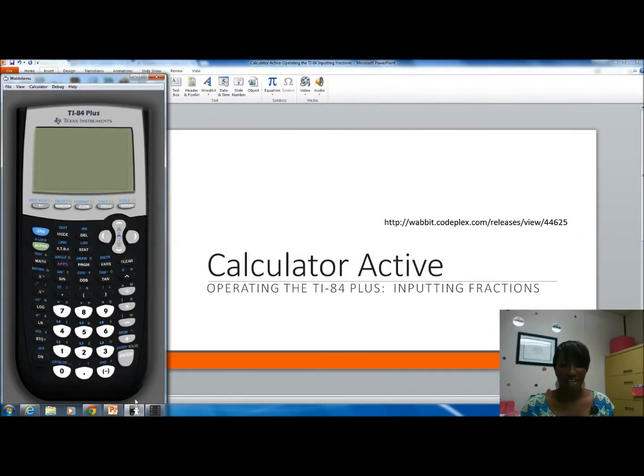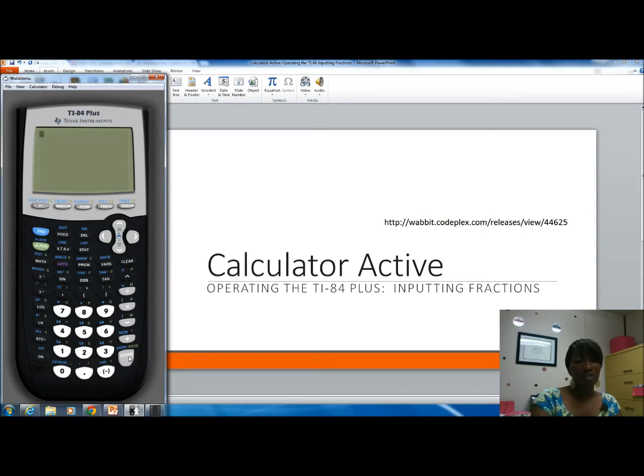Welcome to Calculator Active. Today we're going to look at inputting fractions in the TI-84 Plus calculator. So let's cut the calculator on, bottom left corner, and I want to reset it, second plus 712.